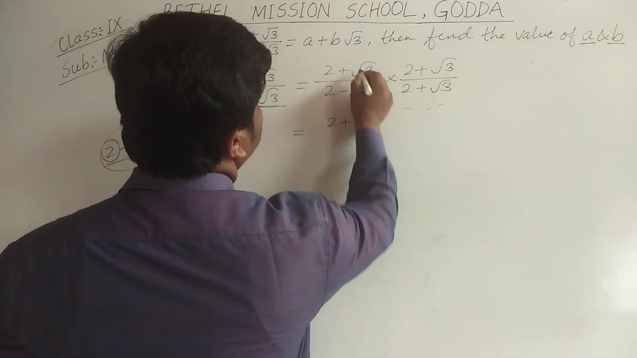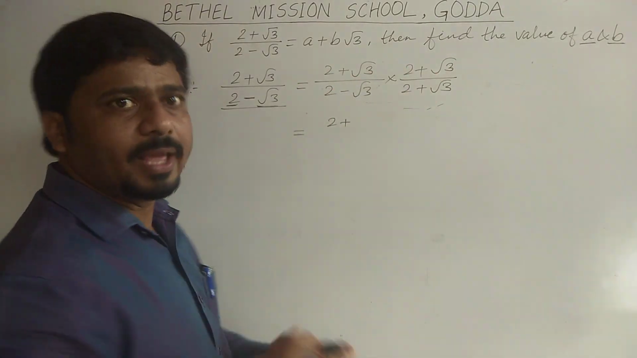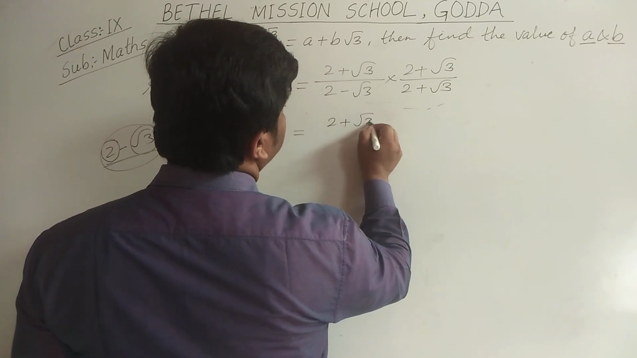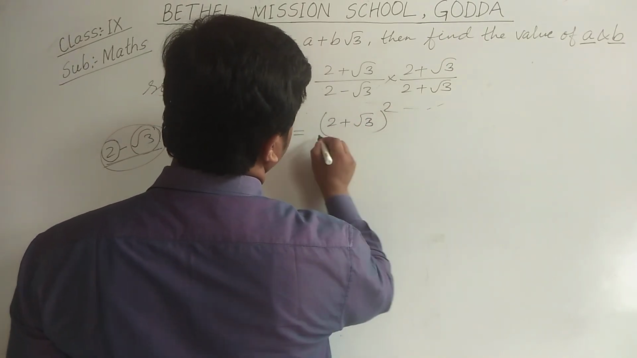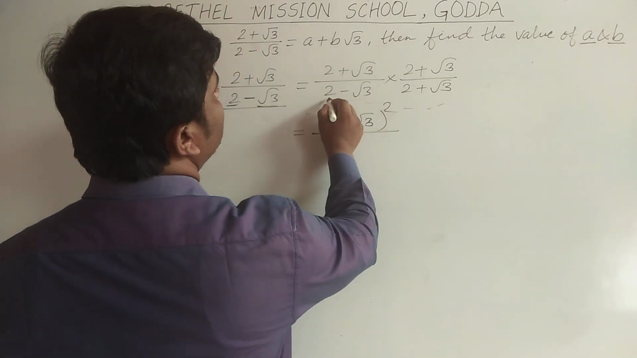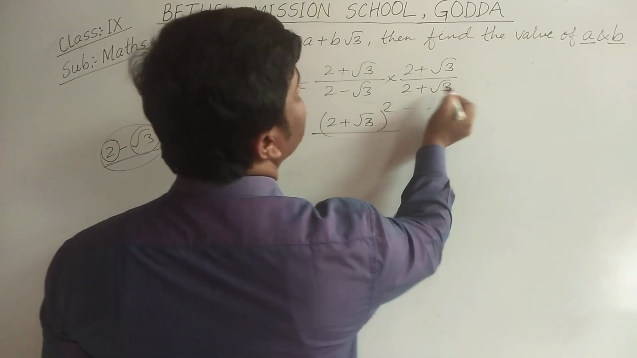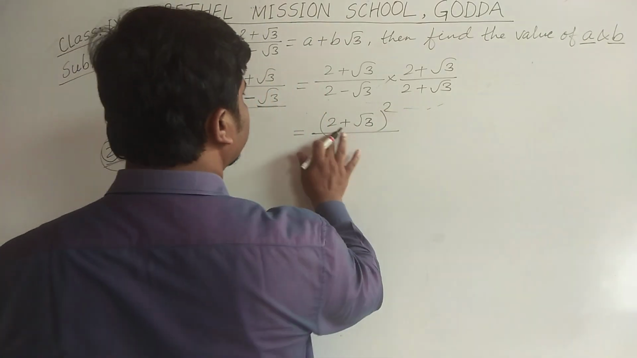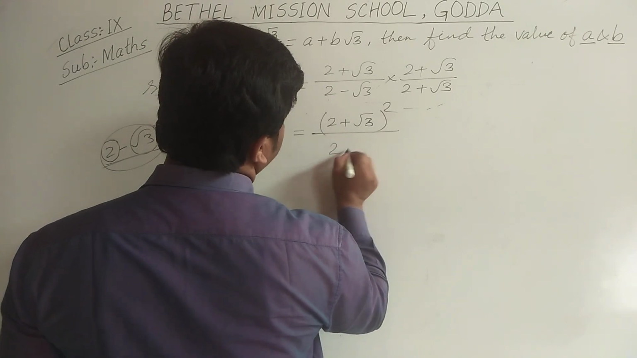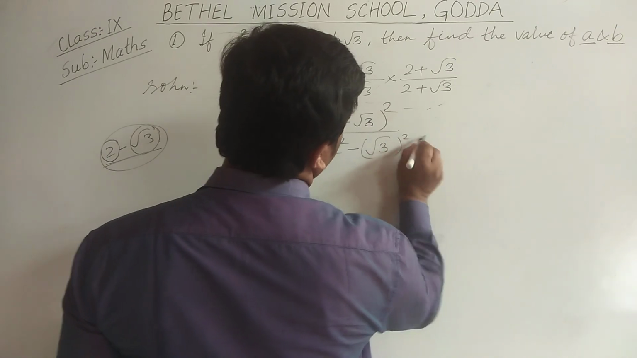Then what will be? 2 plus root 3 and 2 plus root 3. You can see, 2 plus root 3, 2 plus root 3: a plus b into a plus b. What will that be? A plus b whole square. After that, a minus b. Suppose this is a, this is b. A minus b into a plus b. You know the property a square minus b square. So here it will be 2 square minus under root 3 whole square.